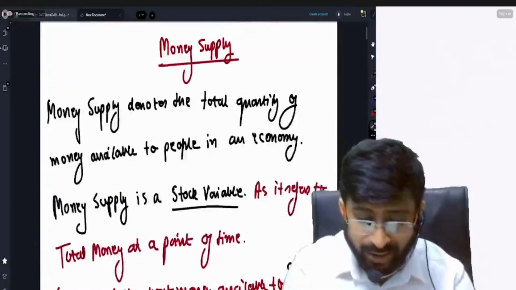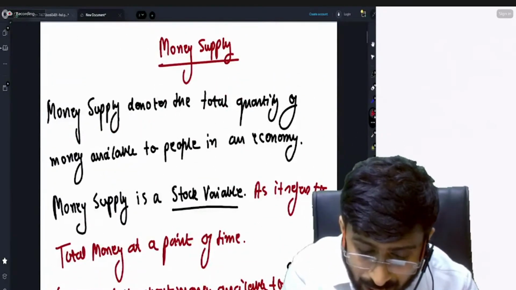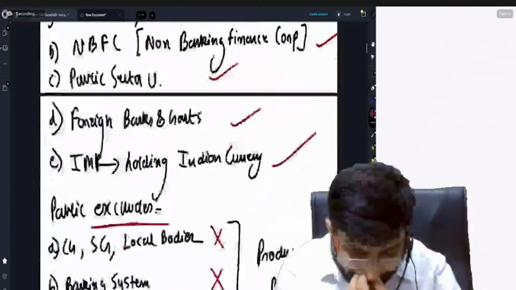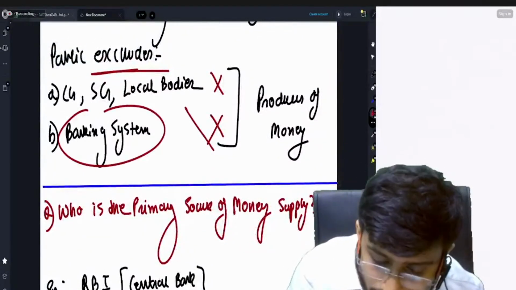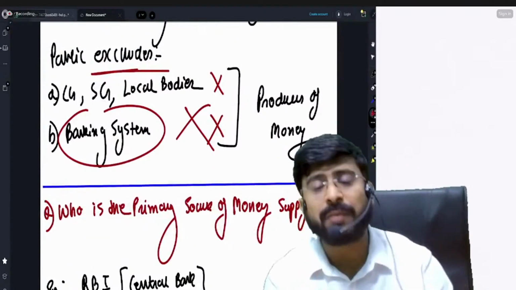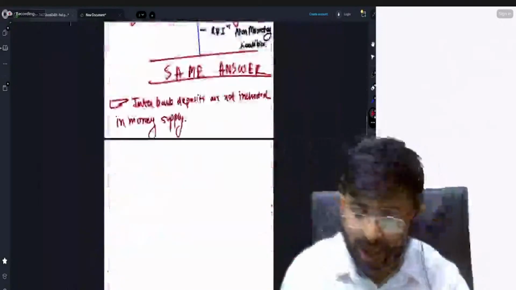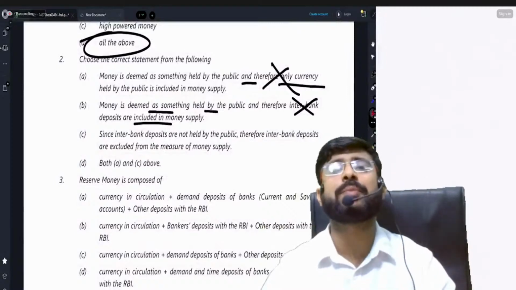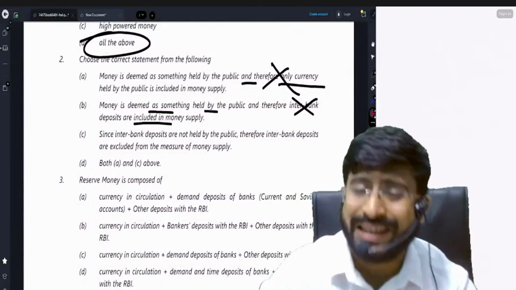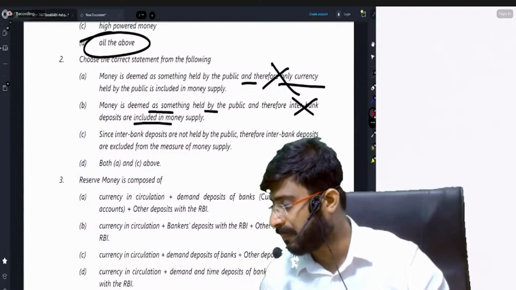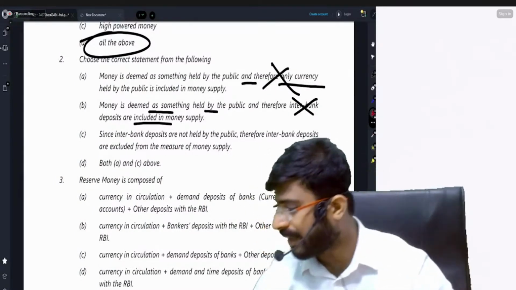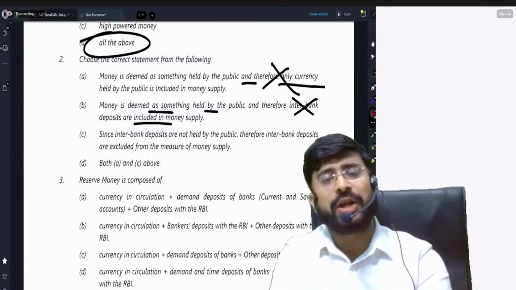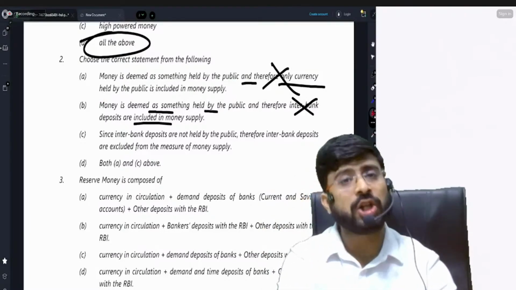Check. Money supply means the total quantity of money available to the people, available to the public. And are banks included in public? No, banks are excluded. Banks are not public. So money held by the banks doesn't come under money supply. All of you write down in the chat box: money held by the banks is not included in the money supply.